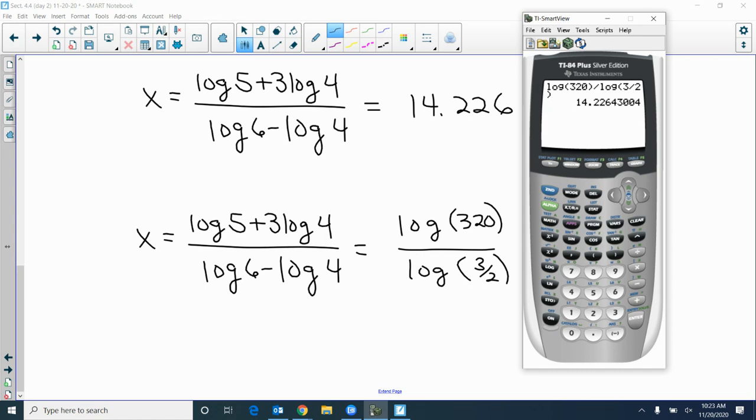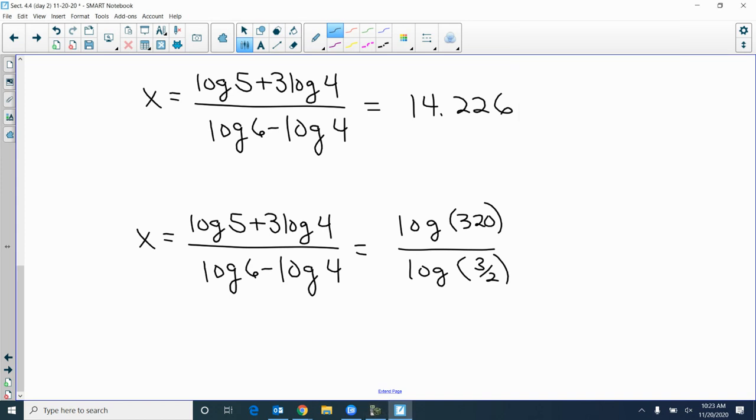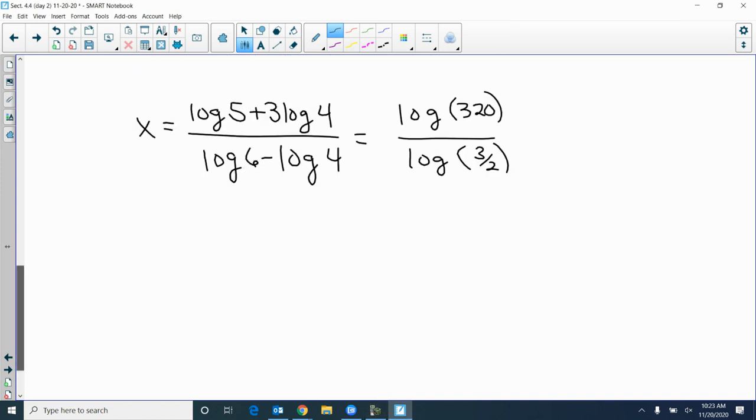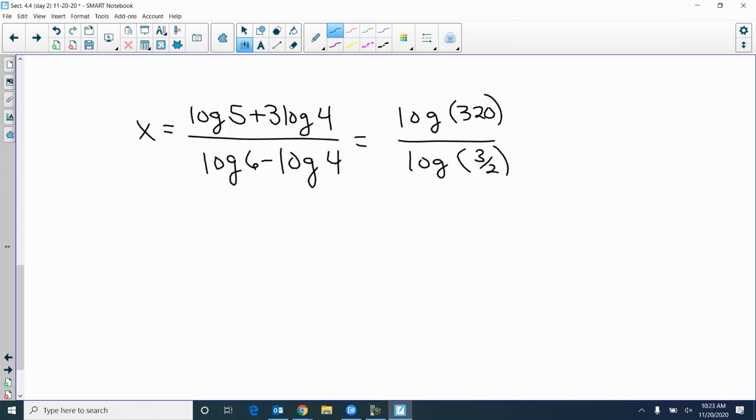Now here's the key: don't make a mistake going from this to this. If you do, then you're going to be off. I just want to make sure you understand what I'm doing here. So log of 5 plus 3 log of 4 is the log of 5 plus the log of 4 to the 3rd power, because the 3 goes out in front. 4 to the 3rd power is 64. So that's the log of 5 plus the log of 64.